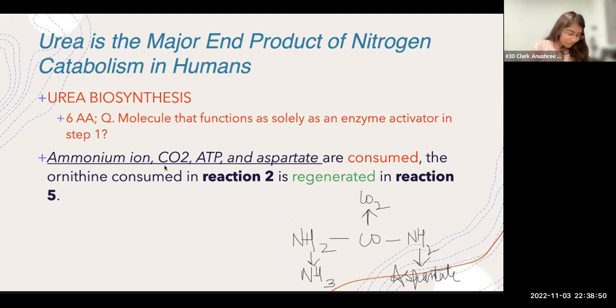So I just want you to remember that in the urea cycle, it is just the ammonium ion, the CO2, and obviously energy. Aspartate is the one giving this second nitrogen. So these are the ones that are consumed. Rest, everything is regenerated. So this one was in your book. So we use 3 moles of ATP, 1 mole each of ammonia and aspartate.